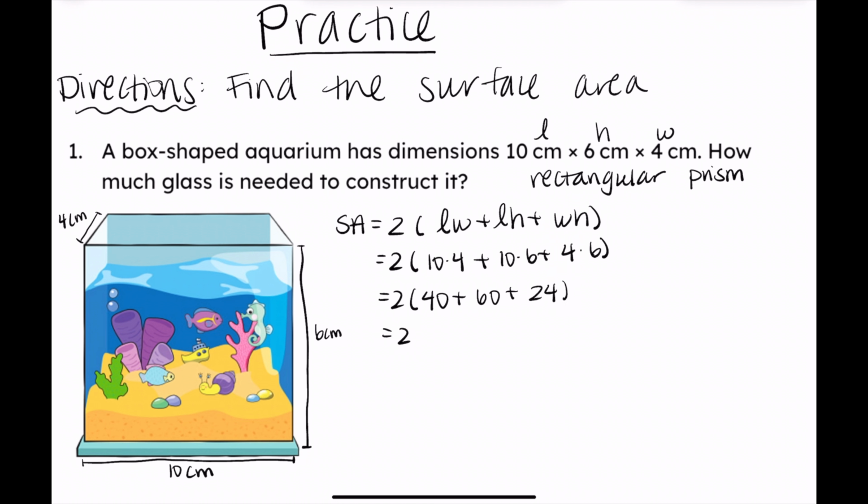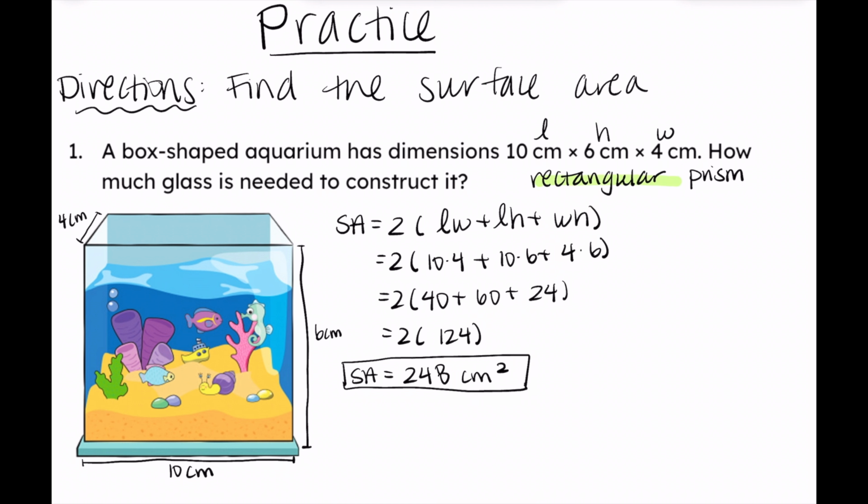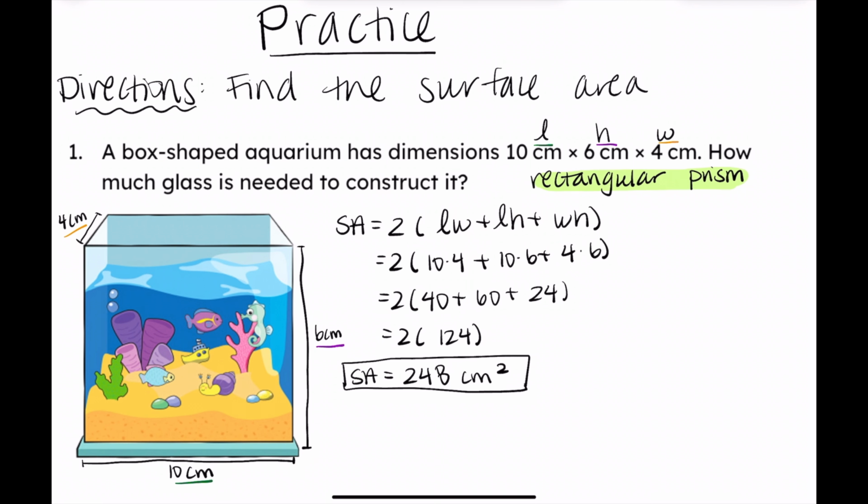When we add the inside of our parentheses together, we'd have 2 times 124, and 2 times 124 gives us 248. So our surface area for this aquarium will be 248 centimeters squared. That is our final answer for number 1. Now we'll move on to our second practice question for today.